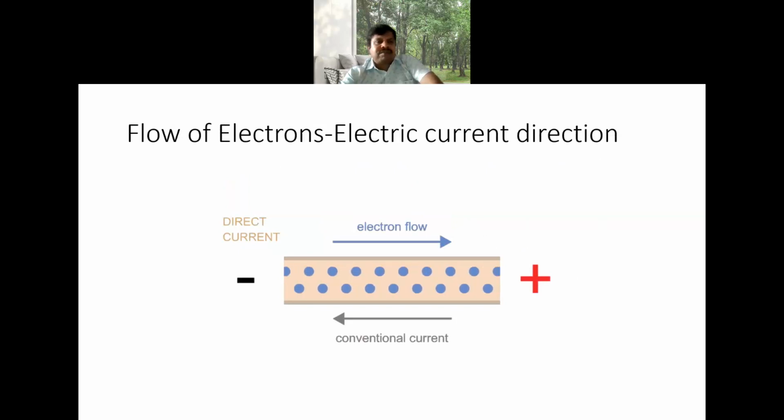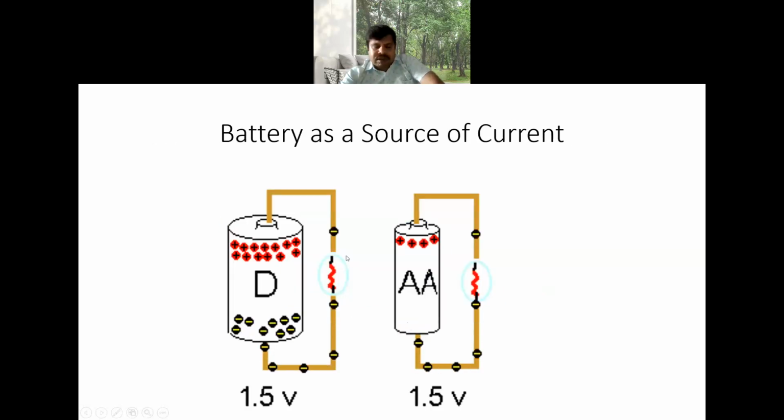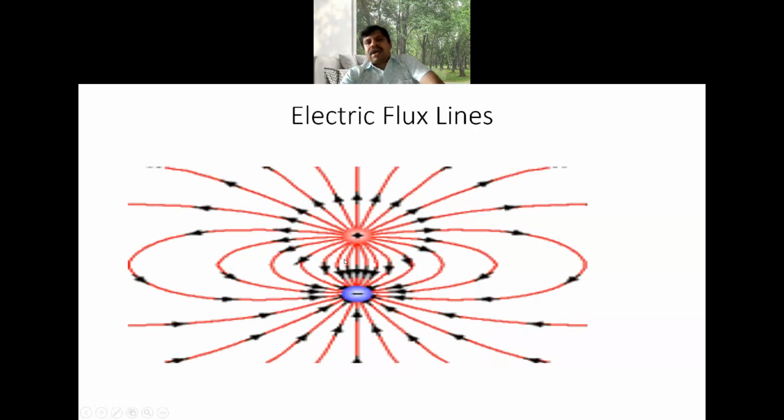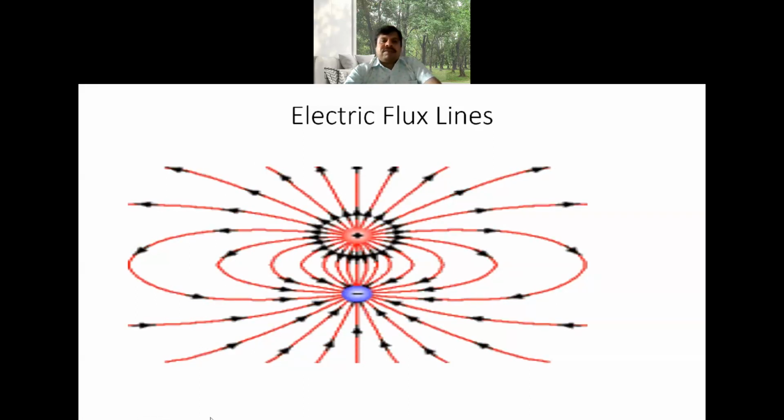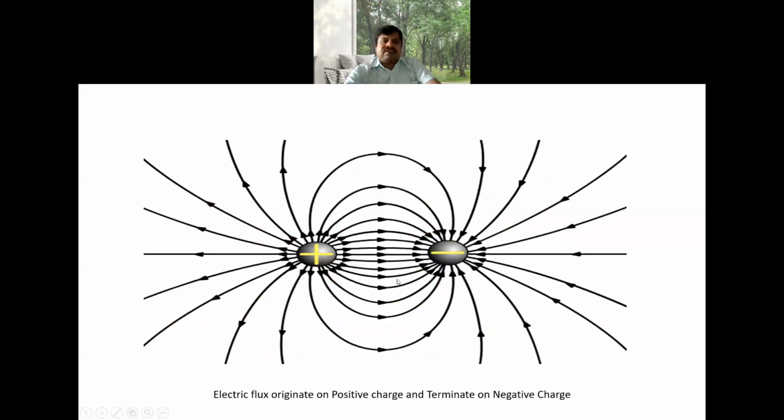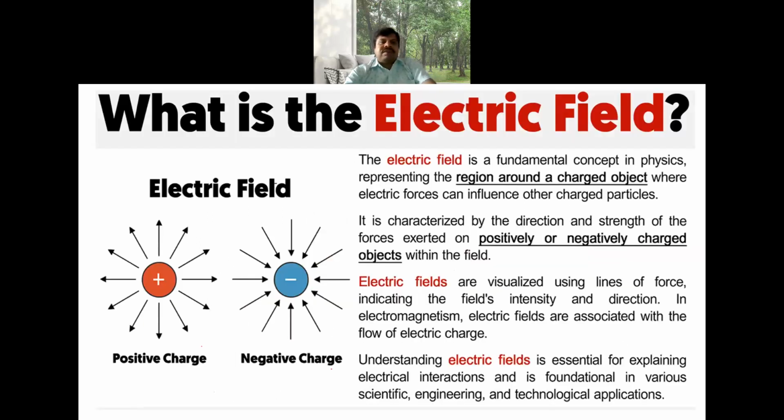After electrons are separated, we saw what is meant by current. Current is the flow of electrons through a medium per unit time. We had already seen the direction of current, and a battery as a source of current, and we saw the electric flux lines. These are similar to magnetic flux, in the case of an electric field. Flux lines start from positive charges and end at negative charges. The direction of the electric field is given by the electric flux lines.